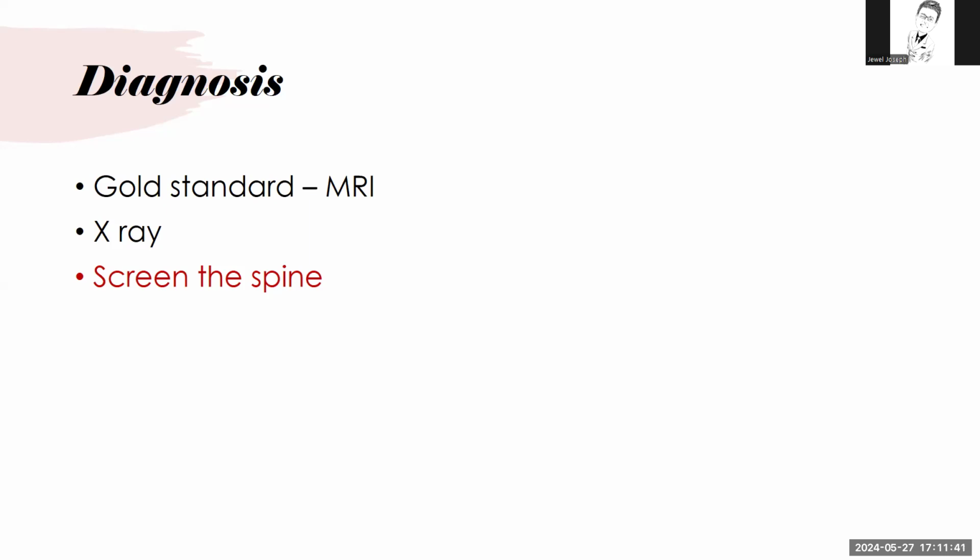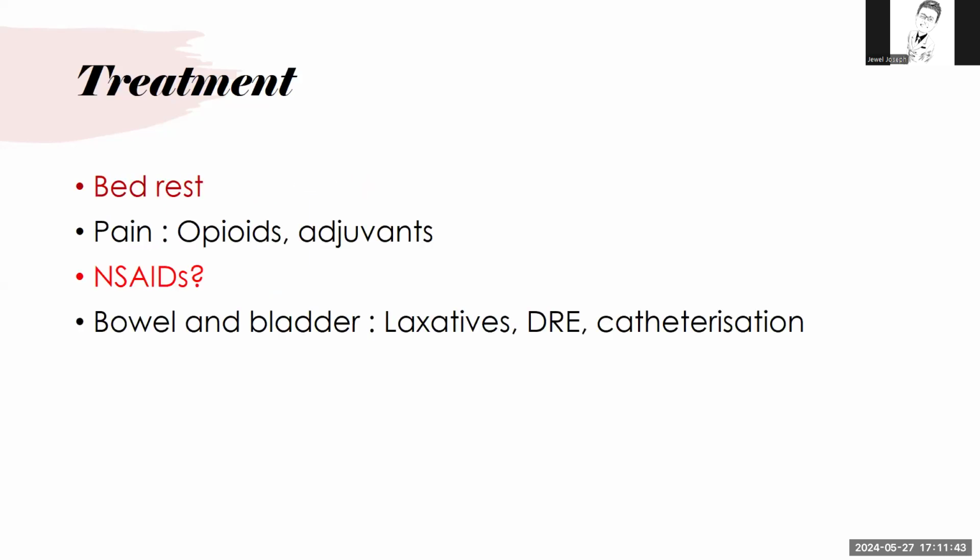Next slide, please. So coming to the treatment, the initial treatment would be bed rest. If there is a malignant spinal cord compression, we should keep the patient immobile until the treatment is initiated, because we don't want to increase the damage. For pain, you can give opioids and adjuvants.